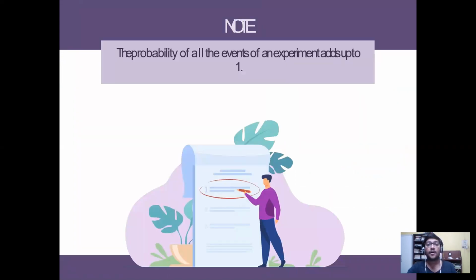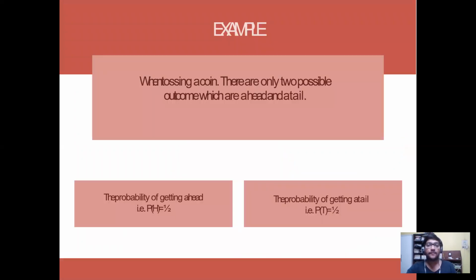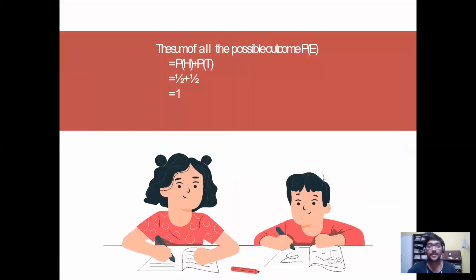The probabilities of all events of an experiment add up to 1. For example, when we toss a coin, there are 2 possible outcomes, a head and a tail. The probability of getting a head, that is probability of H, is half, whereas the probability of a tail is half. So the summation of the probability of head plus the probability of tail will be half plus half, which is equal to 1.